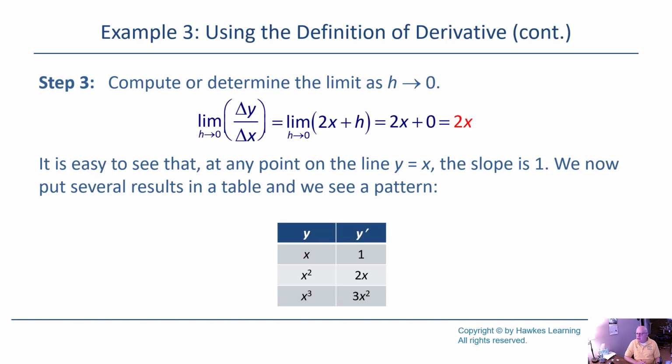You can see that no matter where you are on a line of slope y equals x, the slope is 1. You can see some of the results in a table. At x squared, we're going to have a slope of 2x. At x cubed, we'll have a slope of 3x squared. All someone needs to do is tell us what x is, and we can find the slope. Of course, for the first one, it doesn't matter what the x is, the slope will always be 1, or the derivative.